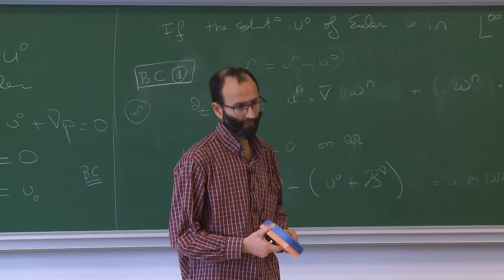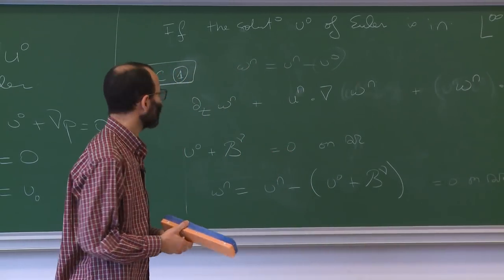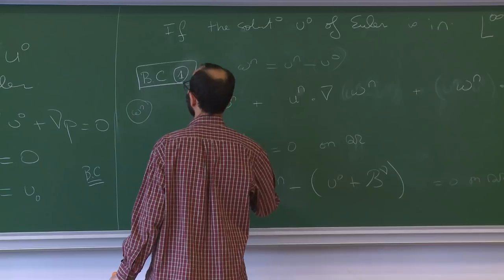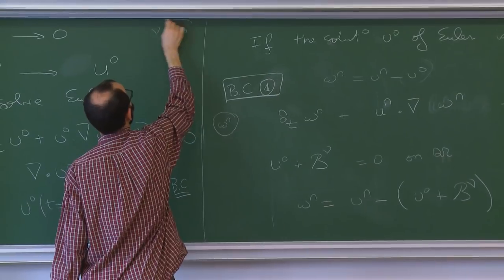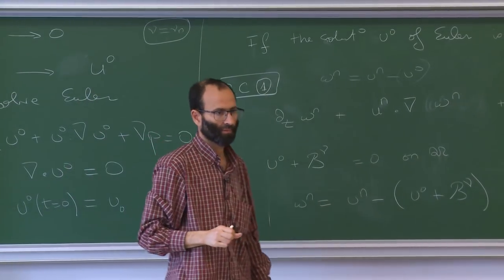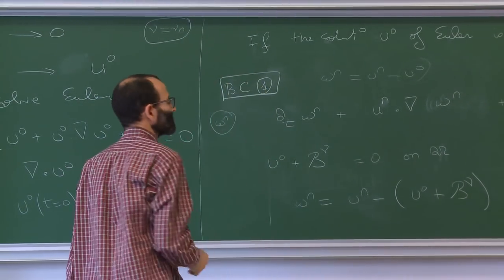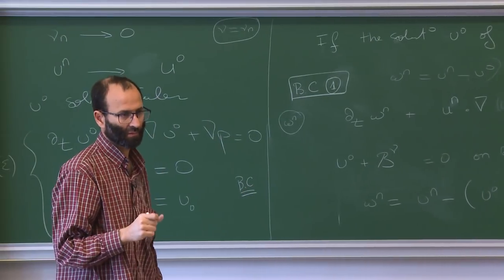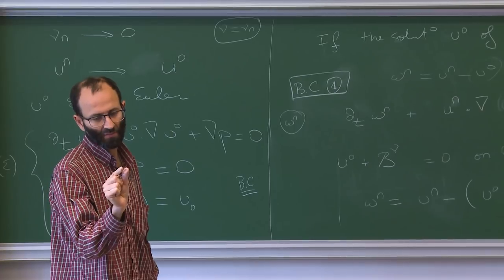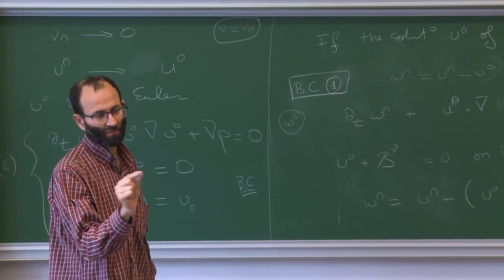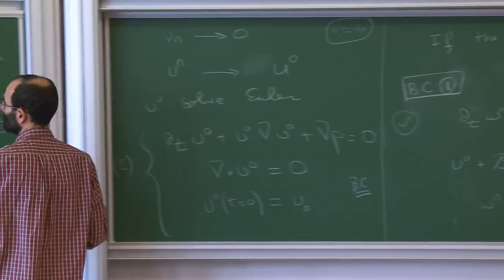Here, B nu is also B nu n. Always nu is nu n. But it depends on n, so it's really, right? Okay, it depends on n. So it's really supported in this region.